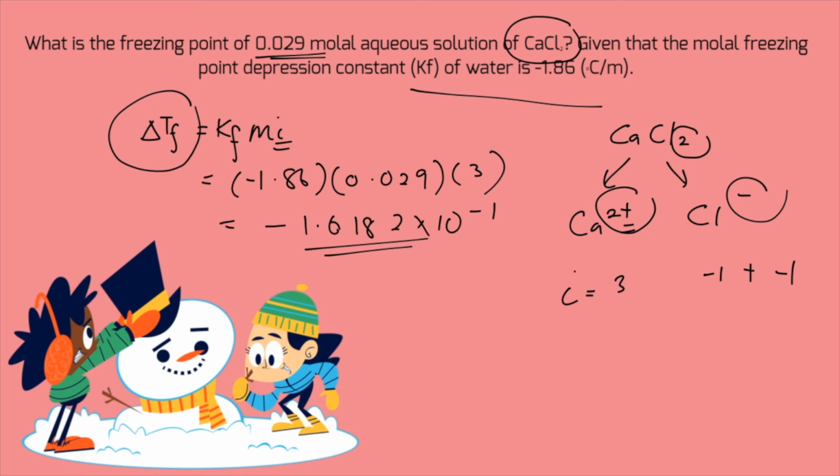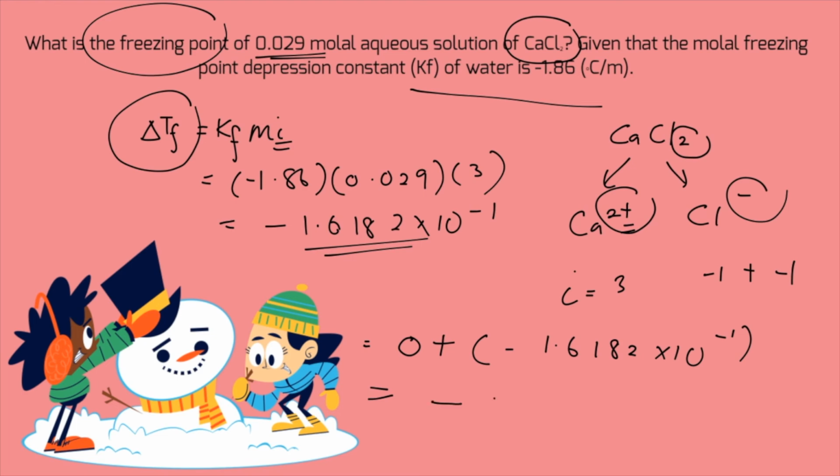So now you were asked to find the freezing point. The freezing point of water normally is 0. Since the change of the temperature is negative 1.6182 times 10 to the power of negative 1, it means that 0 plus negative 1.6182 times 10 to the power of negative 1. So you should get the new freezing temperature is equivalent to negative 0.1618 degrees Celsius.